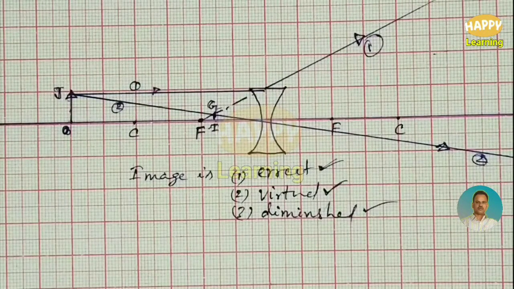So similarly, you can draw the diagram for object at C, object between F and C. So for all the cases, you will get same type of diagram. Each time you will find a very small image formed due to these dotted lines. So each time it will be erect, it will be virtual, and it will be diminished. Unlike convex lens, in case of convex lens, we have 5-6 different cases. But here in concave lens, we have only one case, and that is suitable for all the cases. Okay, right.